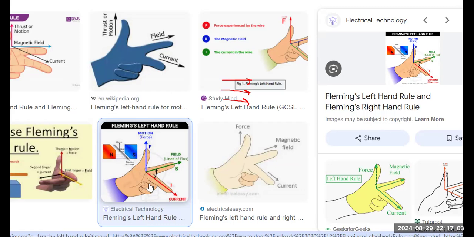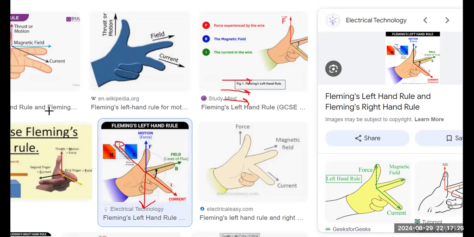In the second case, if you keep the direction of the magnetic field the same and change the direction of the current, meaning you change the direction of current in the backward direction, then the direction of force will be reversed. This is the second case.